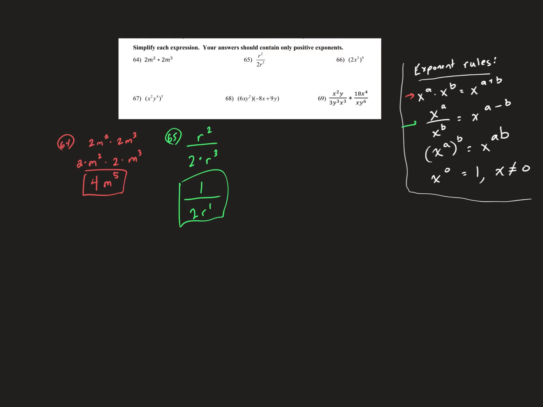So looking at number 66, this one has parentheses. So everything in that is being raised to the 0 power. So that one jumps directly to the 0 power rule. Anything raised to the 0 power is 1.